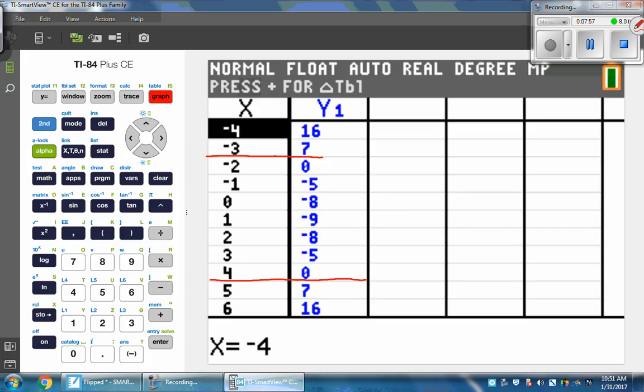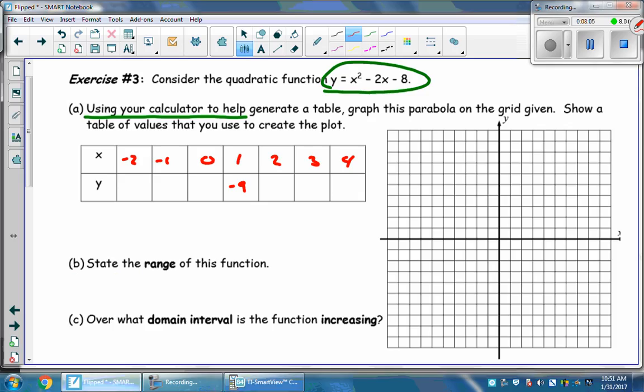I'll go -2, -1, 0, 1, 2, 3, and then 4. If I go back to my graphing calculator and look at my numbers, my y values are going to go 0, -5, -8. I'll put in a 0, a -5, a -8. Then I have that -9, which was the one in the middle, and then they really just repeat because of the parabola itself. So it's a -8, a -5, and then a 0. So the first thing we did was use our calculator, plug the equation in, and get the values for our table.